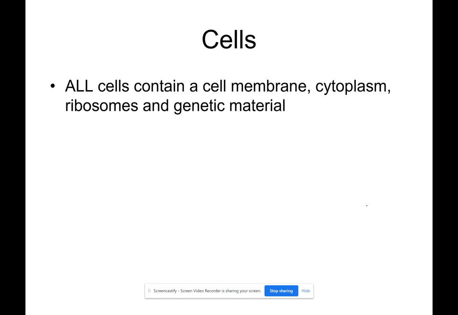Okay, so if we're going to do a Venn diagram, this would go in the middle. Prokaryotic and eukaryotic cells all have a cell membrane. They all have cytoplasm. They all have ribosomes, and they all have genetic material. So every cell, that's the minimum that you have to have.